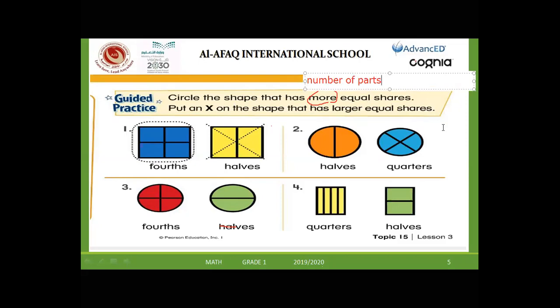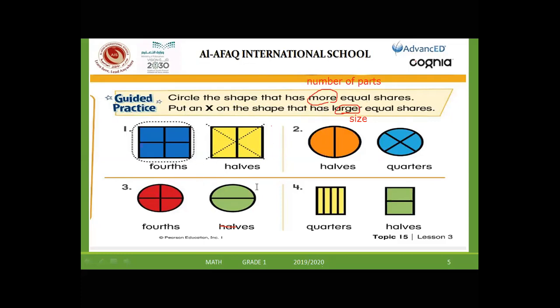Okay. Yes. If I find the number of the parts more, so I will what? Circle it. But also, put an X on the shape that has the larger equal share. The word larger means what? Larger means I will compare what? Size. Very good. So I will compare here the size. Okay, so now the first one is solved for me. I will go directly to number two here.